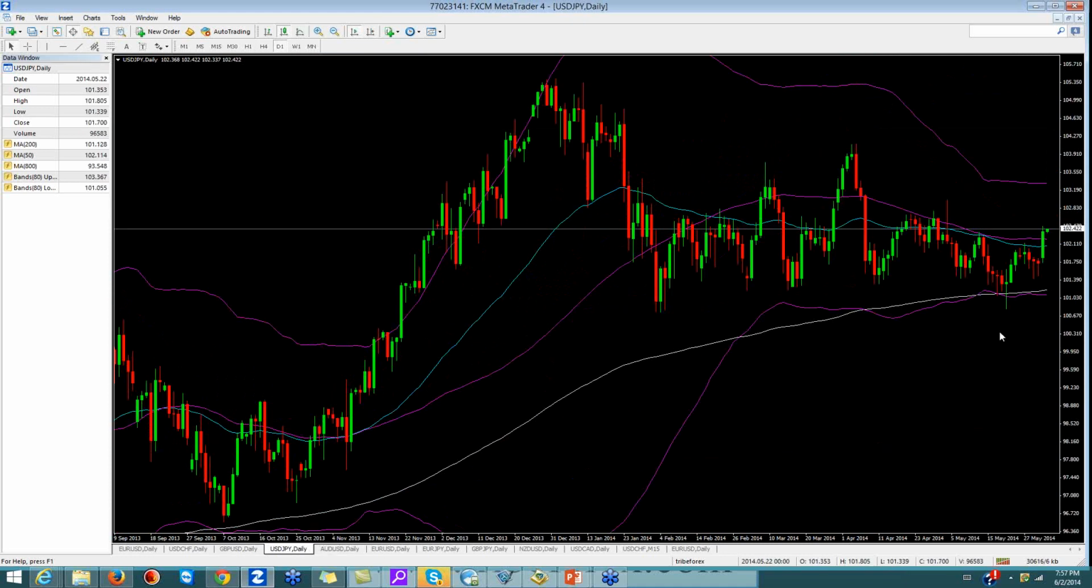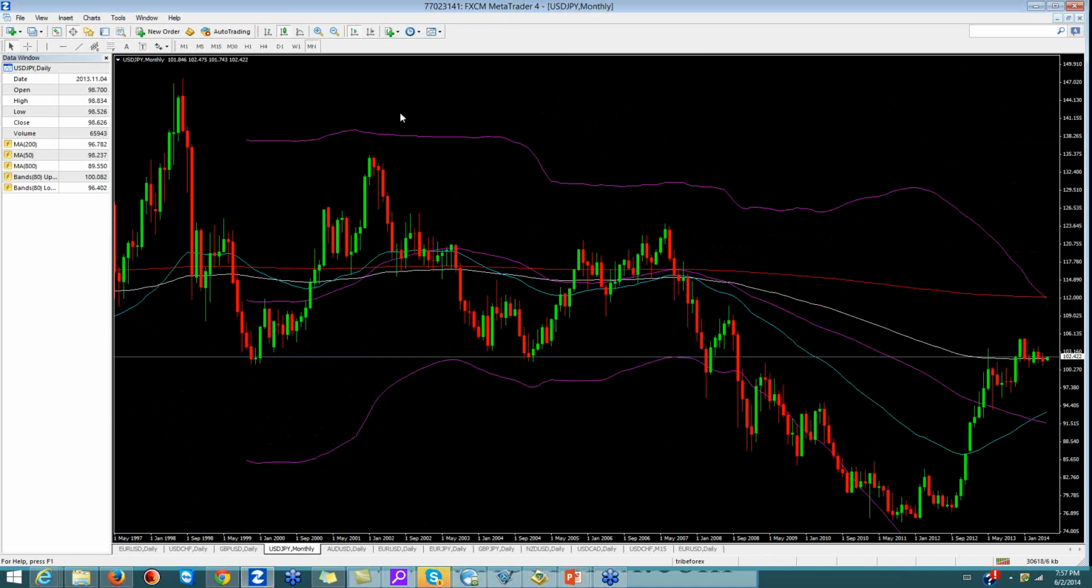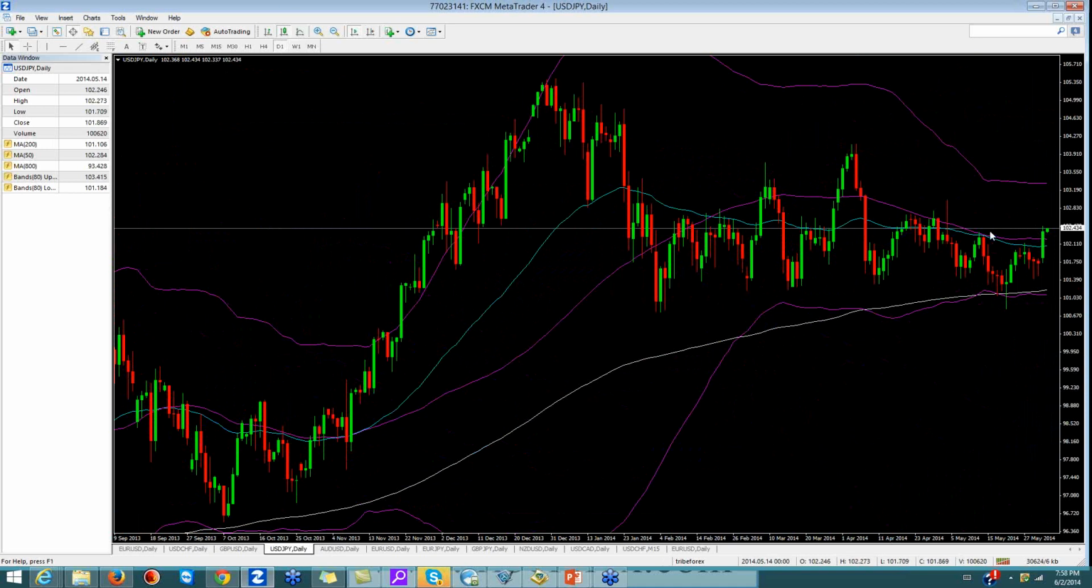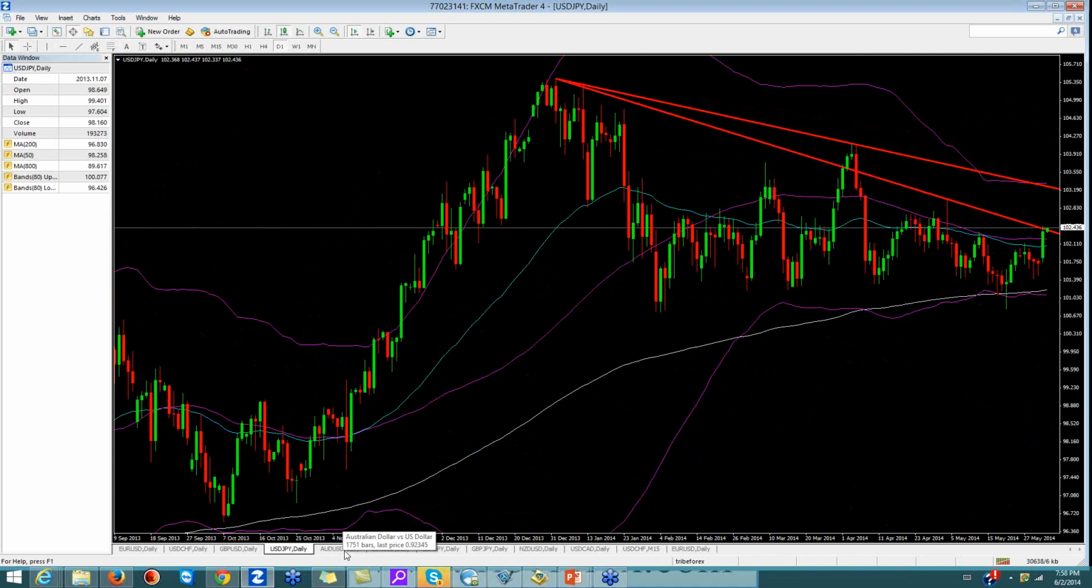Dollar yen. In consolidation, as you can see, moving up. Really believe that we're going to be waiting for non-farm payroll to really see the market make some decisions here. So I'm going to be looking for consolidation. I'm going to look for a bit of a sell. What am I going to look for? A sell here on the dollar yen.